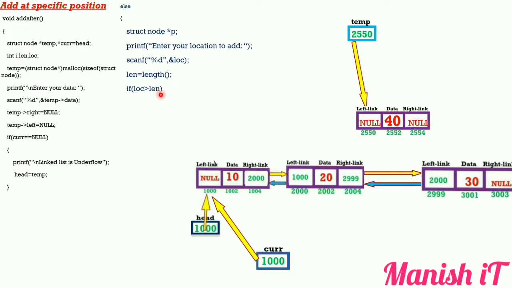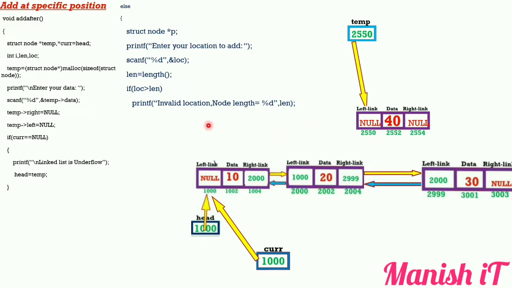If location is greater than length, in that situation print a message to the user: invalid location, and also print the node length, the total number of nodes. So here, suppose I have entered 4, it prints invalid location and tells us the total length is 3. So I understood the total number of nodes is 3. Once again it is asking; I will show you how it executes within the implementation of all the operations of the doubly linked list.